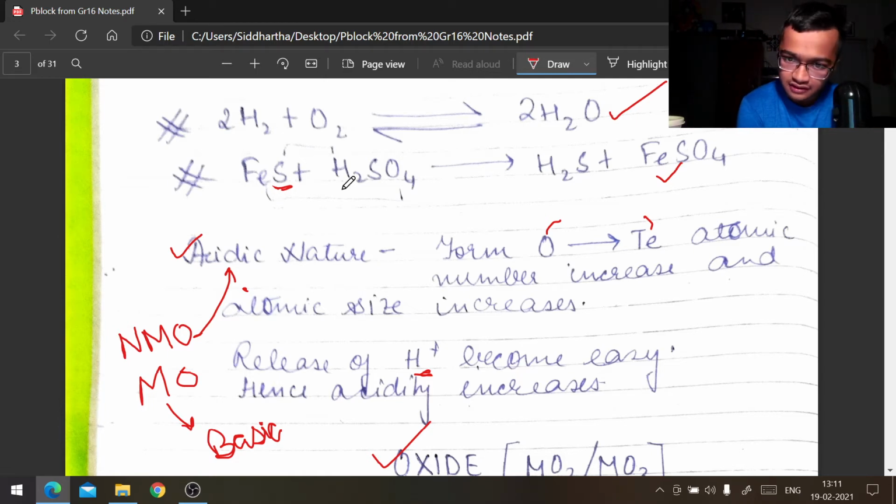the metallic character also increases, and we know non-metallic oxides are acidic and metallic oxides are basic, right? So the atomic size increases, so the release of H plus becomes easy, hence the acidity increases.